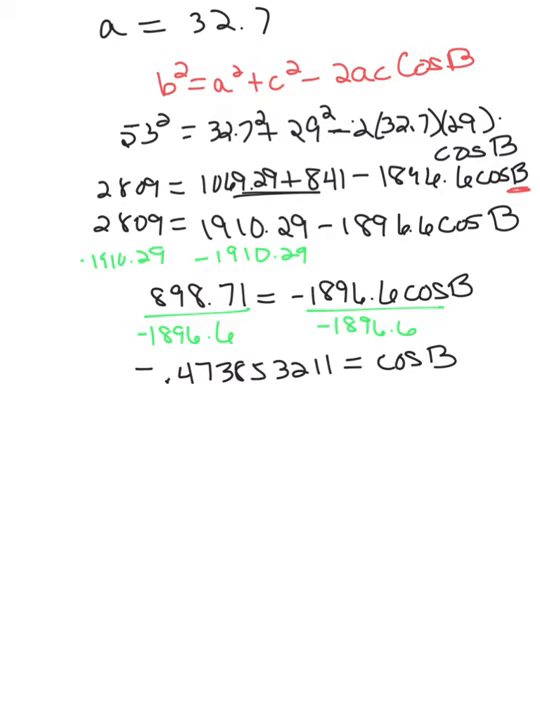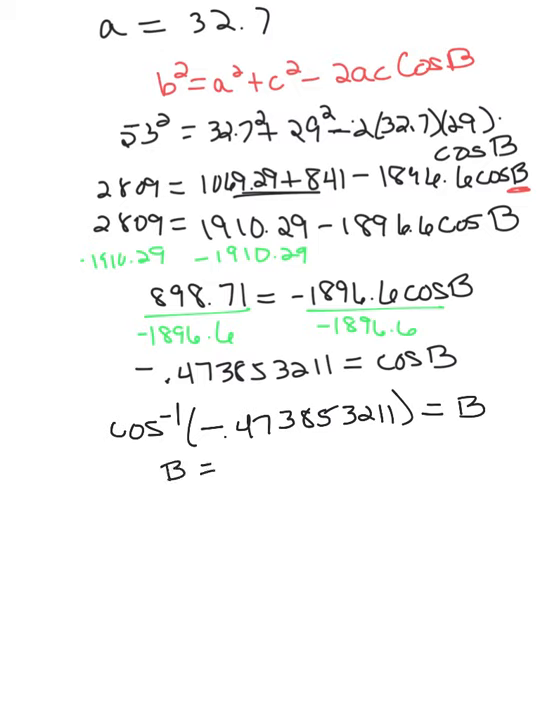Well, if I know what the cosine equals, but I need to know what B equals, then I need to do the inverse cosine of that decimal. And that will equal B. So we wind up with an angle B of 118.3 degrees. So now we know all three sides.